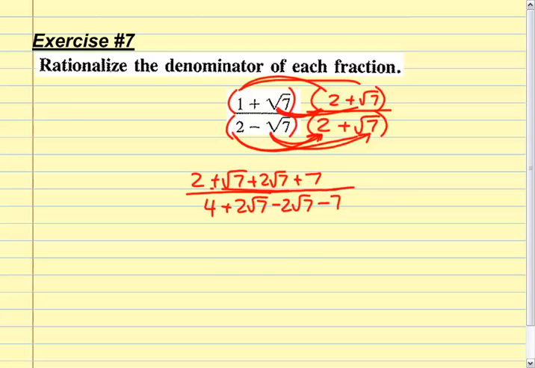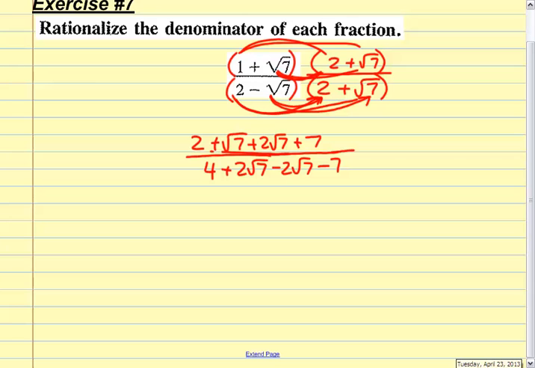All right, so now let's simplify some things. Okay, on top, I can put the 2 and the 7 together, and that gives me 9. And then I can put plus 1 root 7, 1 root 7 plus 2 root 7 is 3 root 7.